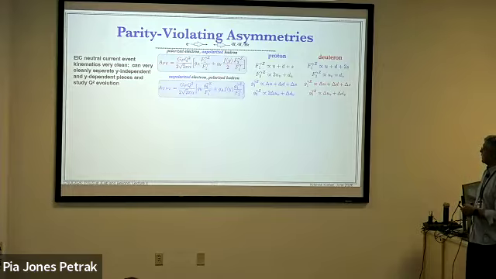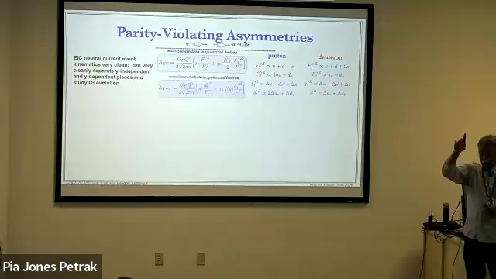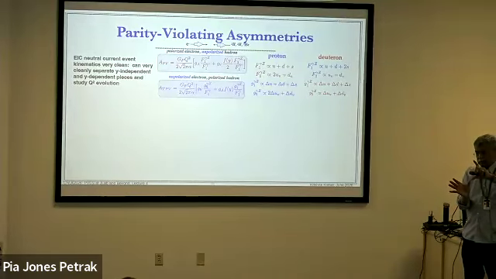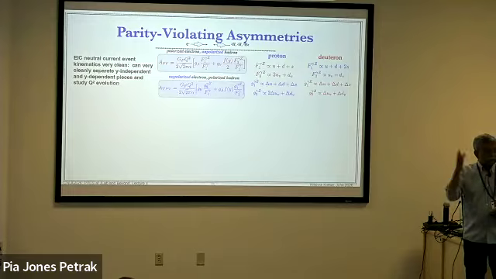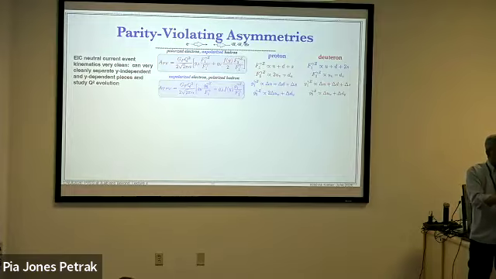For example, if I just vary y, and I look at the y dependence of this combination, I'll get a line. The slope of the line gets you one structure function, the y-intercept gets you the other structure function. Thank you.